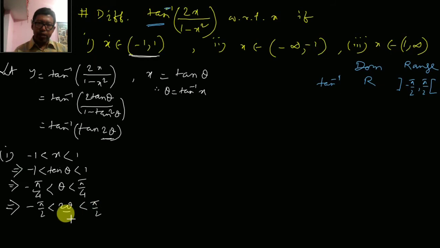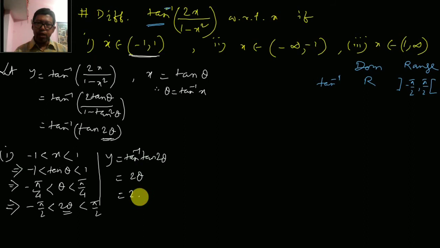Now your angle is 2 theta, and you have to adjust with the range. Minus pi by 2 to pi by 2, is it the range? Obviously the range is adjusted here. So you will just write 2 theta. Don't change this to theta. So y is equal to tan inverse of tan 2 theta as usual format, no change.